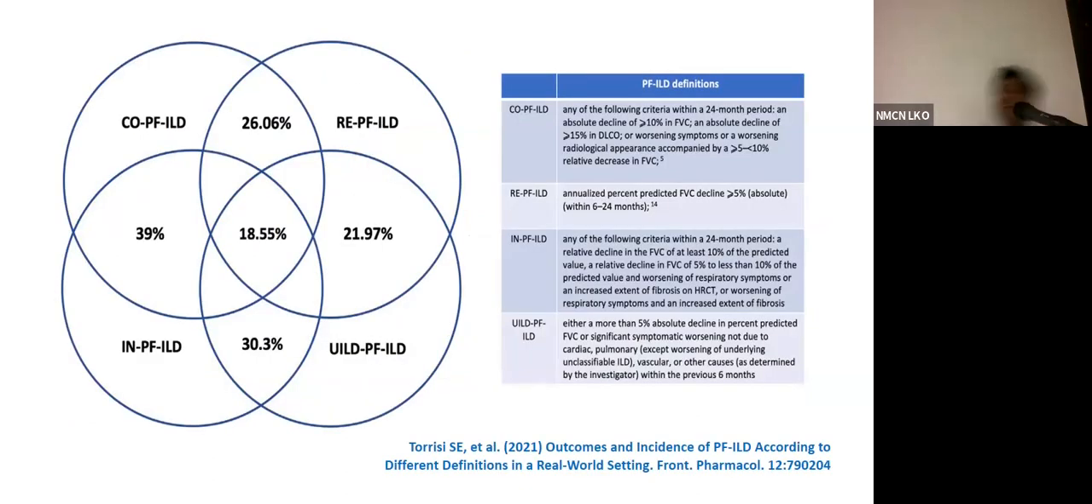So there are different definitions that can be used in defining PF-ILD. The most important is the Cottin definition, called PF-ILD, that is coming in the subsequent slides. Other classifications may be the RELIEF PF-ILD definition, INBUILD PF-ILD classification, and other definitions. So there are different definitions and diagnostic criteria for PF-ILD, among which Cottin's classification is considered most useful, and we are using it in day-to-day practice.